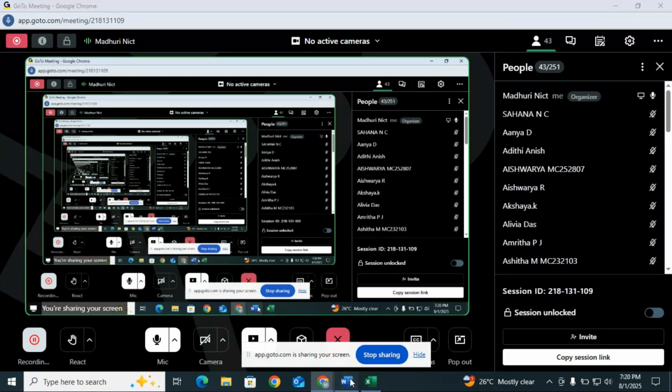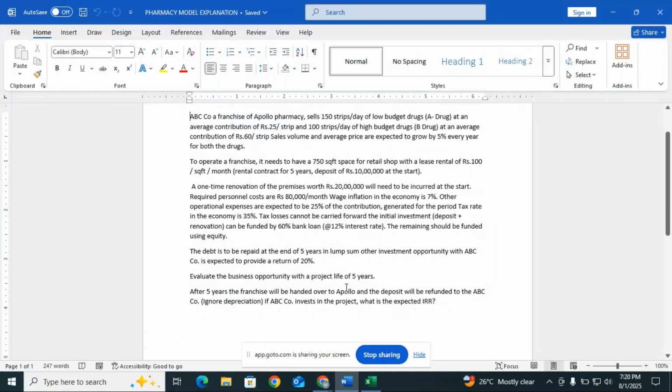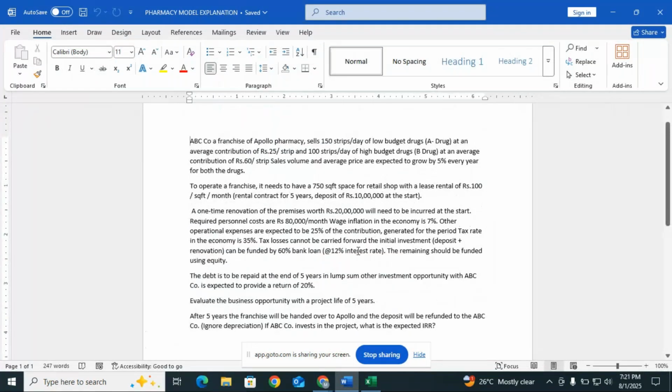See, here it says ABC Company is a franchisee of Apollo Pharmacy, sells 150 strips per day of a low budget drug, drug A, at an average contribution of 25 per strip, and drug B, which is a high budget drug, it sells 100 strips per day at an average contribution of 60 per strip. Now, sales volume and the average price are expected to grow by 5% every year for both drugs.